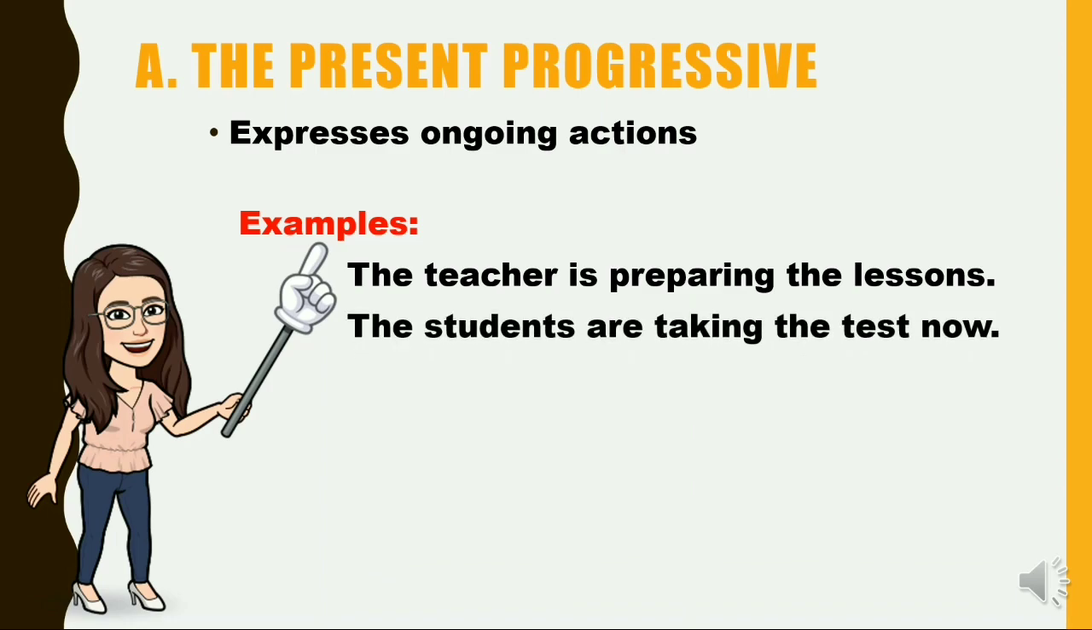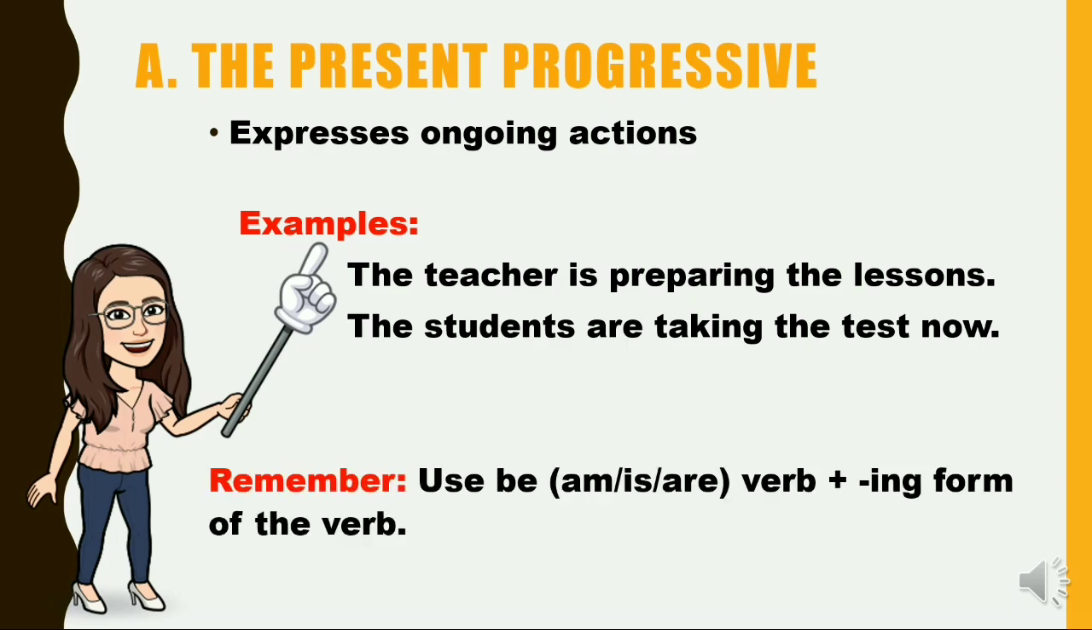The students are taking the test now. What is the verb in this sentence? Are taking. Remember, when we talk about the present progressive, you are going to use be verbs like am, is, are, plus ing form of the verb.